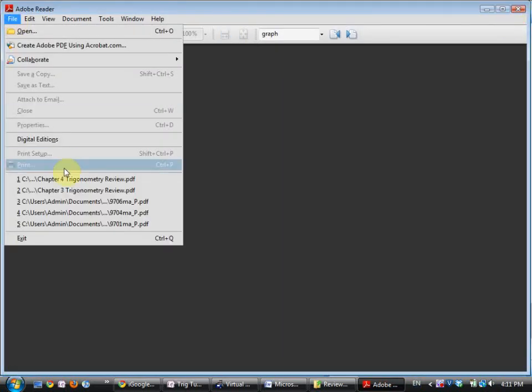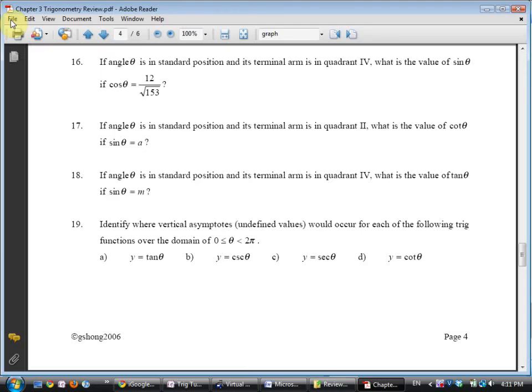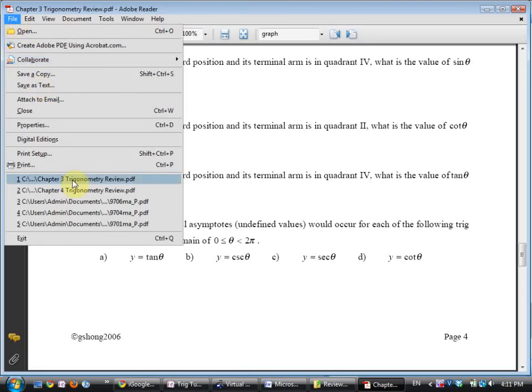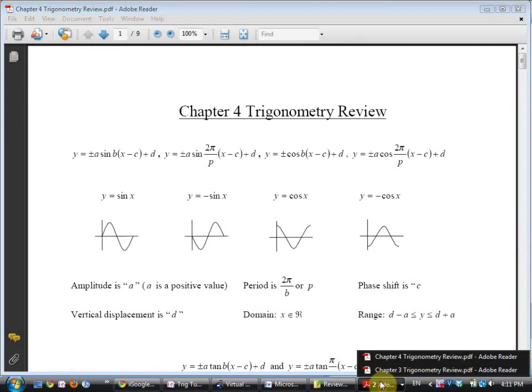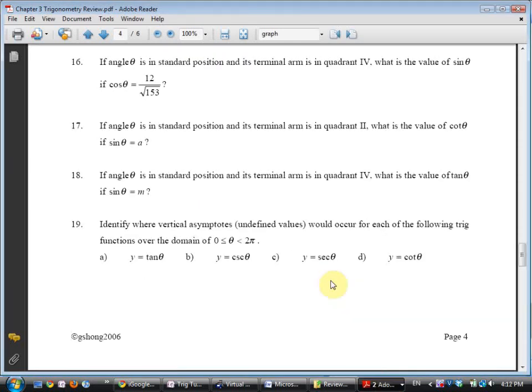So, from the reviews, which ones would you like me to go over? From which, there's the first one or the second one? I think I'm going to say I at least partly like number 18. Number 18 has some good stuff.